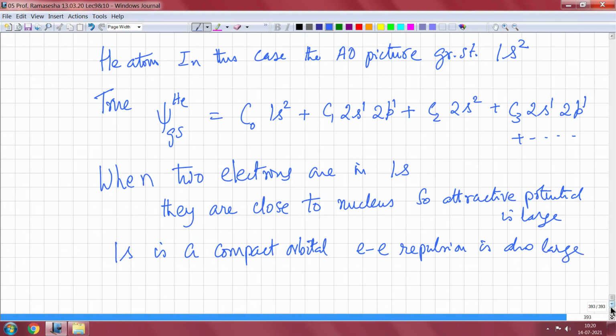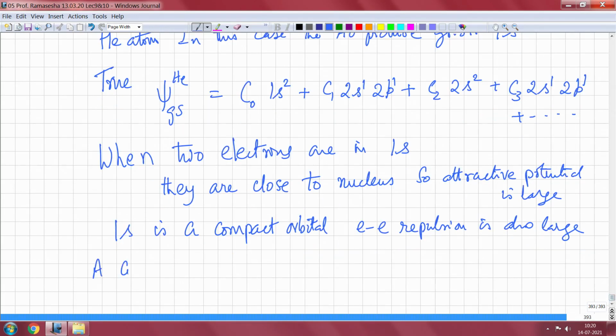Then perhaps if you have a configuration like 1s1, 2s1, let us say, this puts one electron further away from 1s, so maybe it has a lesser attraction with the nucleus, but nonetheless there is much lesser repulsion between the 1s and the 2s electron. So the electron-electron repulsion is reduced.